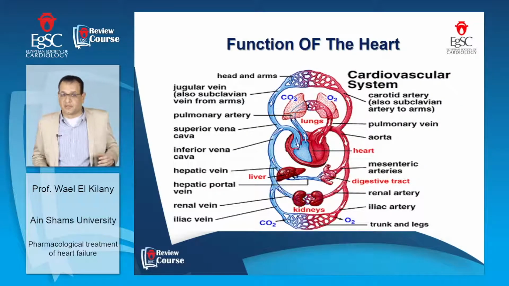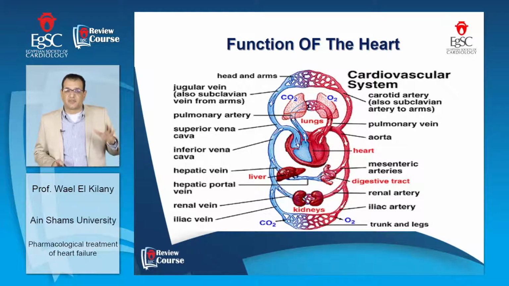What's the function of the heart? The heart acts as a pump that gets blood from behind and throws it to the front. Let's take an example of the right side of the heart. It gets blood from the venous system, throws it to the lungs. And the left side of the heart takes blood from the lungs and throws it to the systemic circulation. And this is, of course, a continuous process.